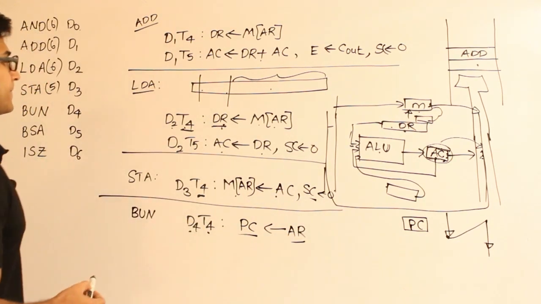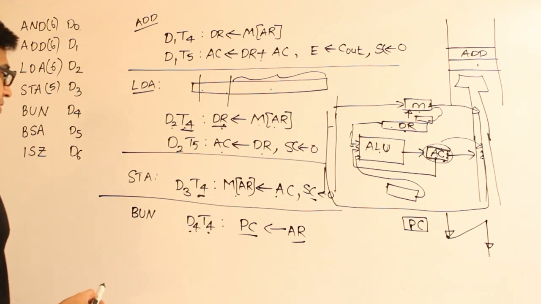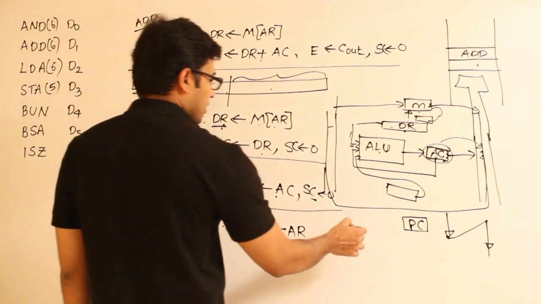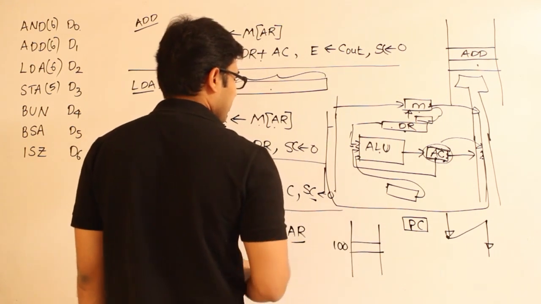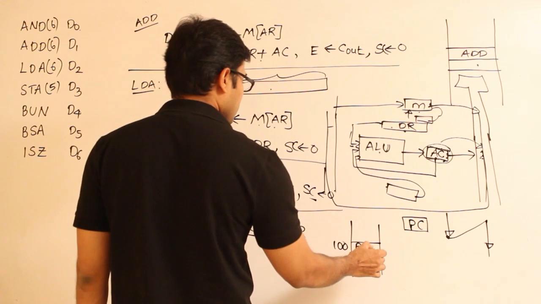So done. Now with this statement, what happens is, let us assume that you are running a program, and the branch unconditional is at 100. Now from here you want to branch to 200.